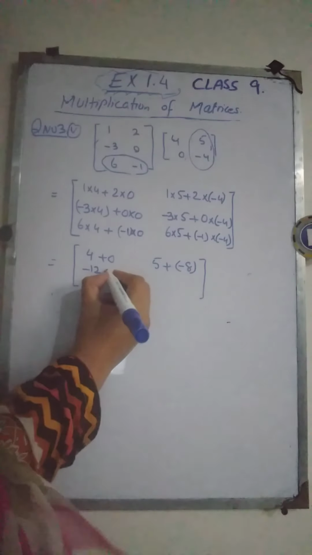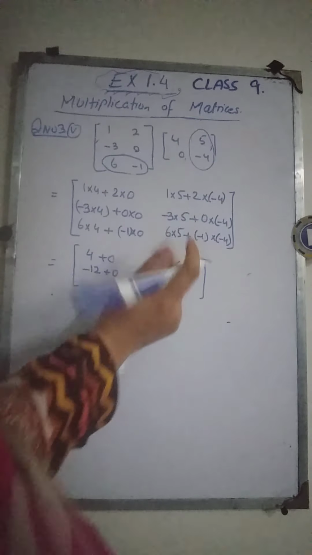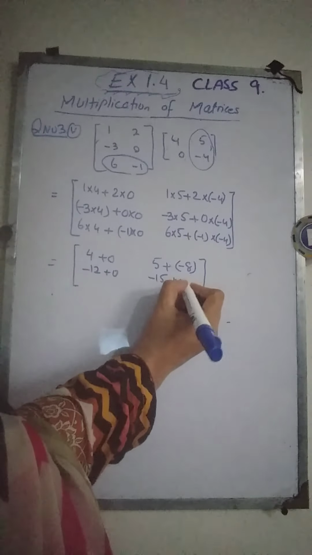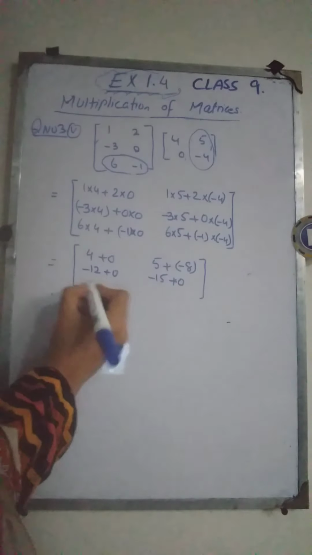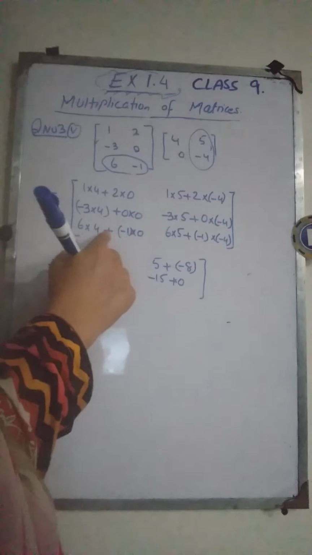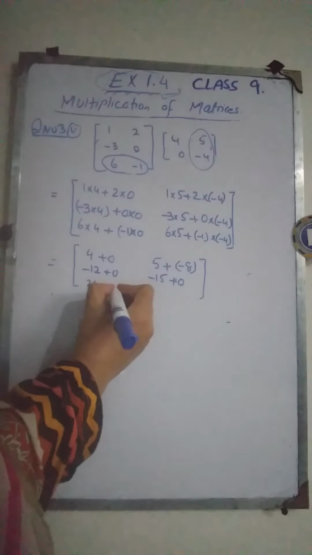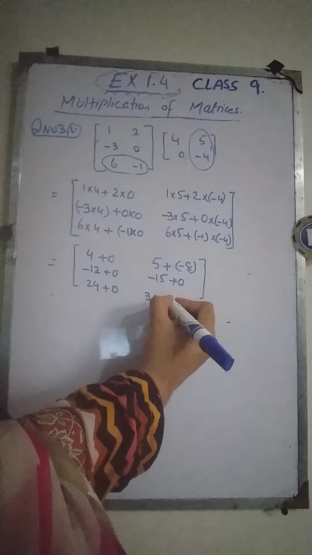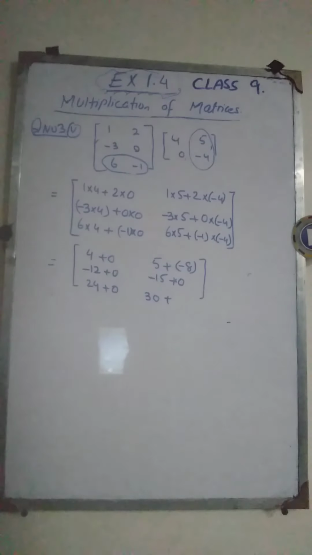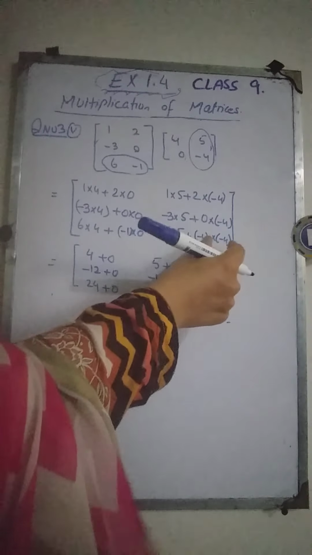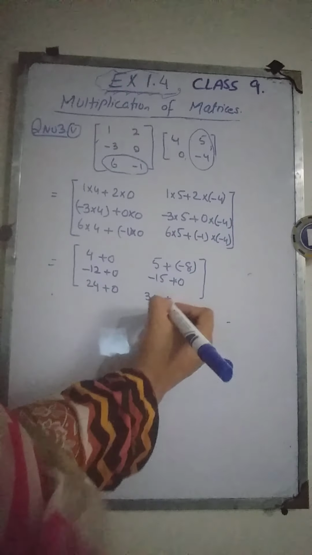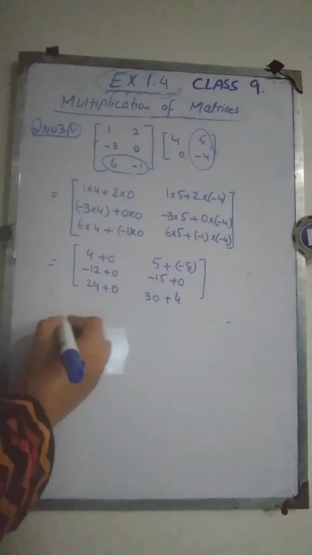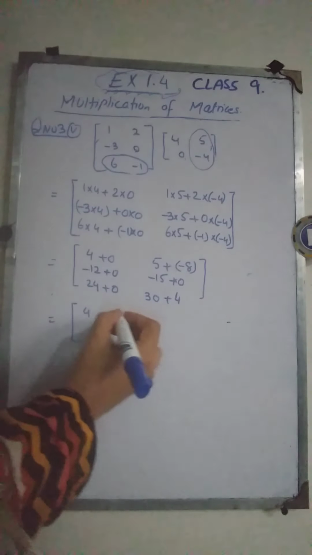Negative 12 plus 0. And negative 3 into 5 is negative 15 plus 0 into negative 4 will be 0. 6 into 4 will be 24 plus negative 1 into 0 will again be equal to 0. 6 into 5 is 30 plus negative 1 into negative 4 is positive 4. So it is 30 plus positive 4, which is 30 plus 4. So the answer will be 4.